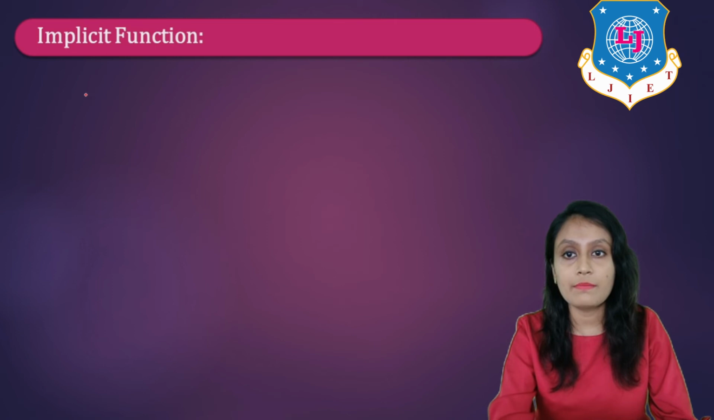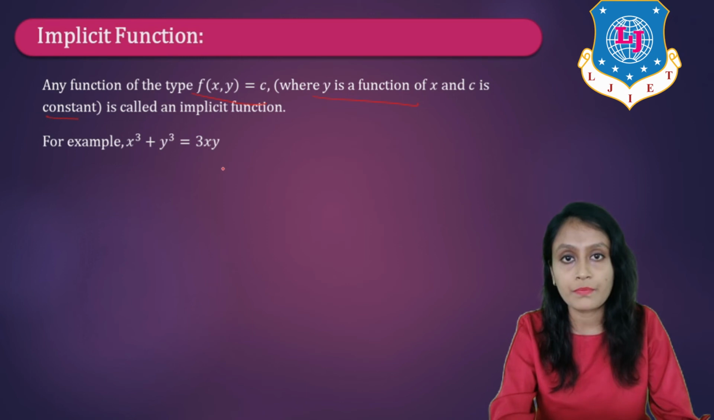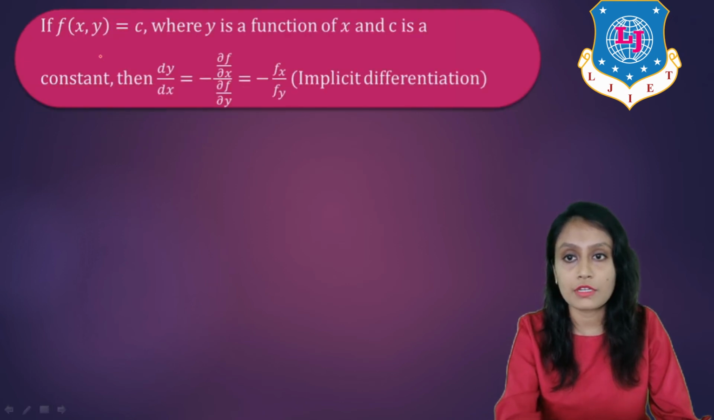Okay, next topic is implicit function. Any function of the type f of x, y equal to c, where y is a function of x and c is constant, is known as an implicit function. Let's see an example. Suppose x cube plus y cube is equal to 3xy. This is an example of an implicit function. Now let's see the formula for implicit function. If f of x, y is equal to c, where y is a function of x and c is constant, then dy by dx is equal to minus del f by del x upon del f by del y, which is equal to minus fx upon fy. This is also known as implicit differentiation.